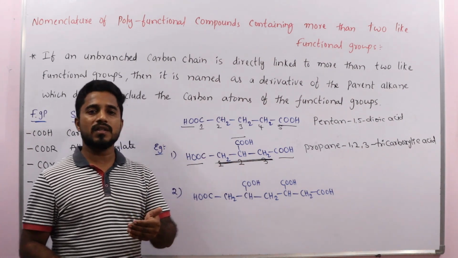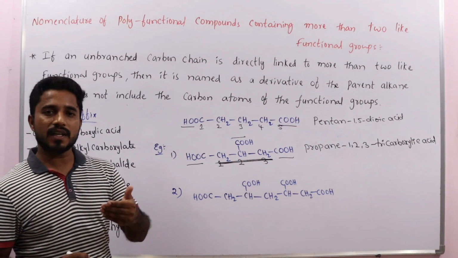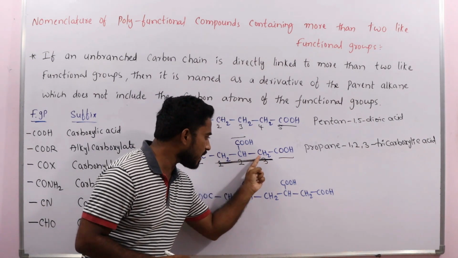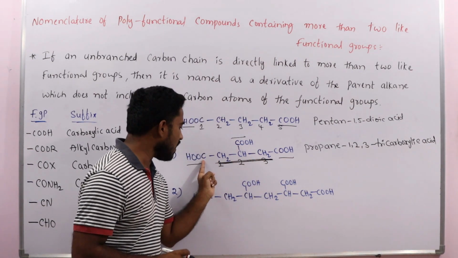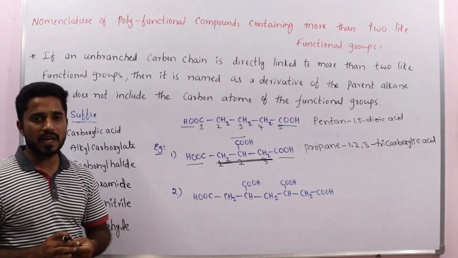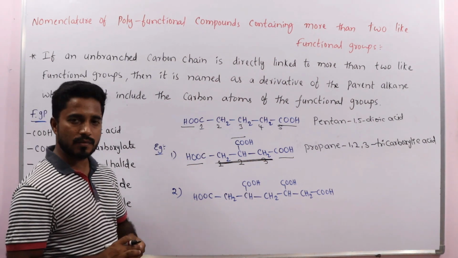So like this we have to give the name when more than two similar type of functional groups are bonded to an unbranched alkane, unbranched hydrocarbon chain. In that case we are selecting only this unbranched hydrocarbon chain as a parent alkane. We are not including the functional carbon in the parent chain. Clear? So let us see the next example. In this example, how many COOH groups are there?